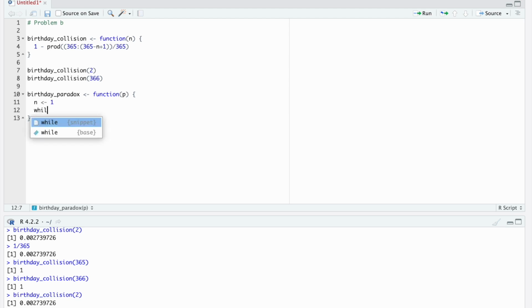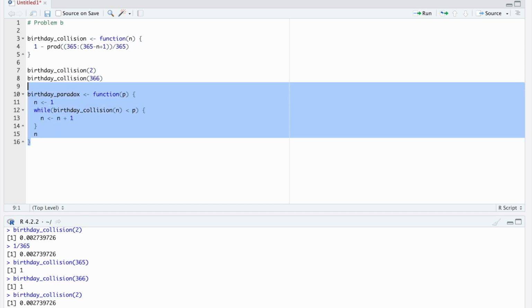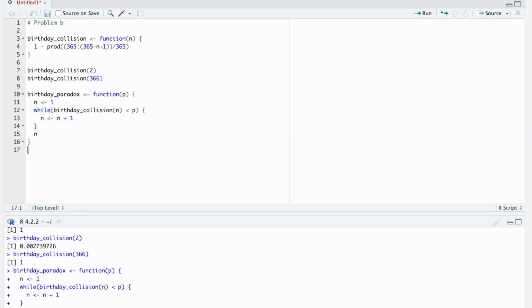And then it's going to be while birthday collision of n is less than p. What are we going to do? All we're going to do is increment n. Easy. And then we're going to return n. Okay, so let's run this guy, and let's check.